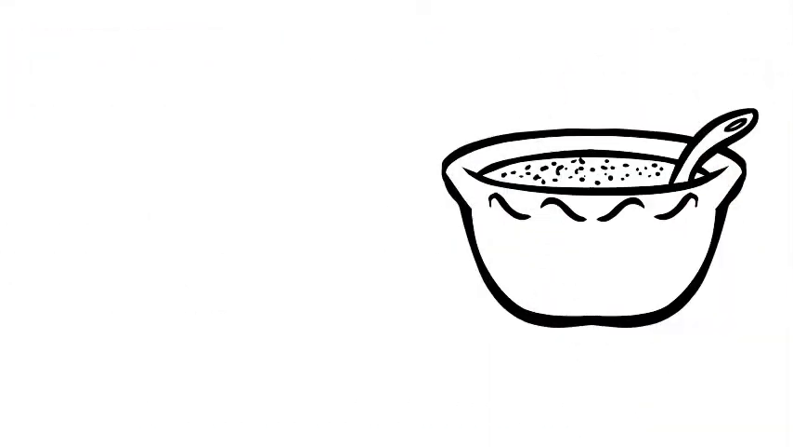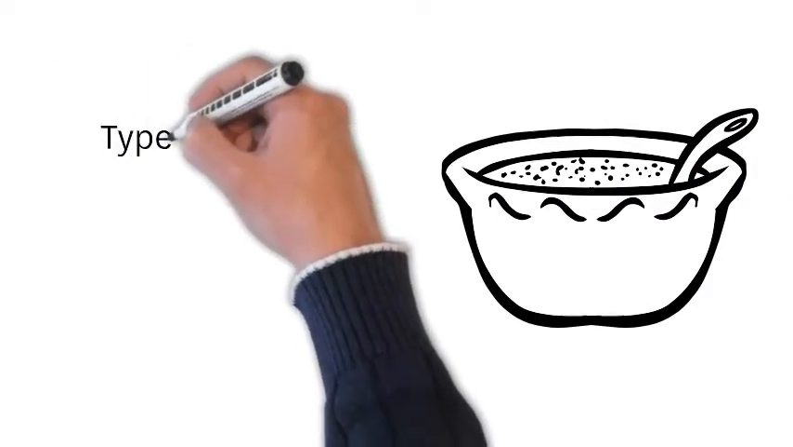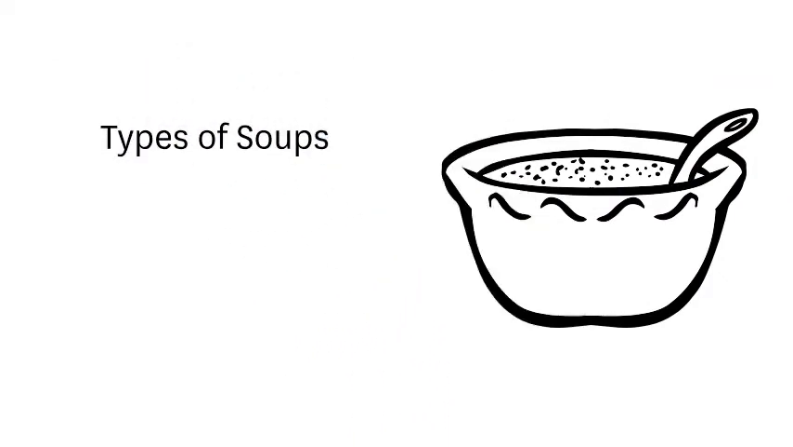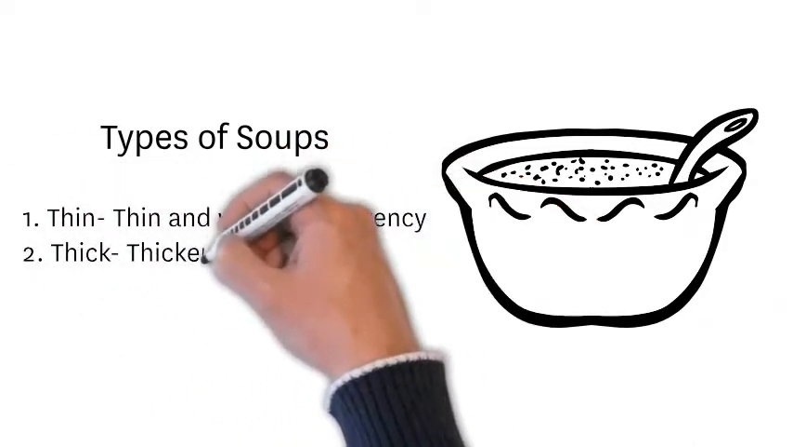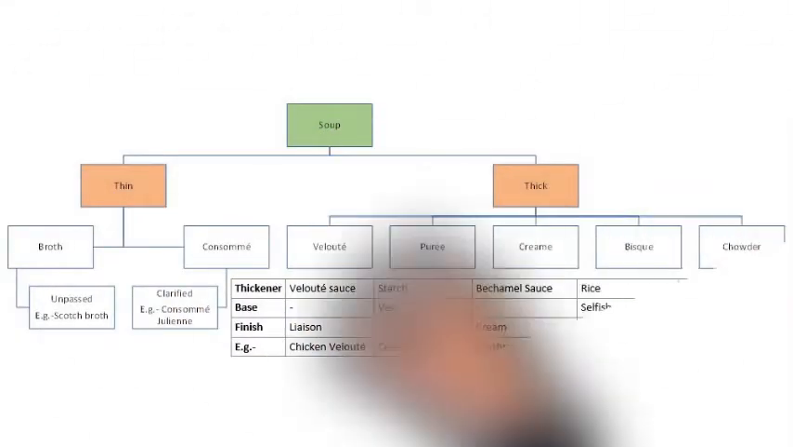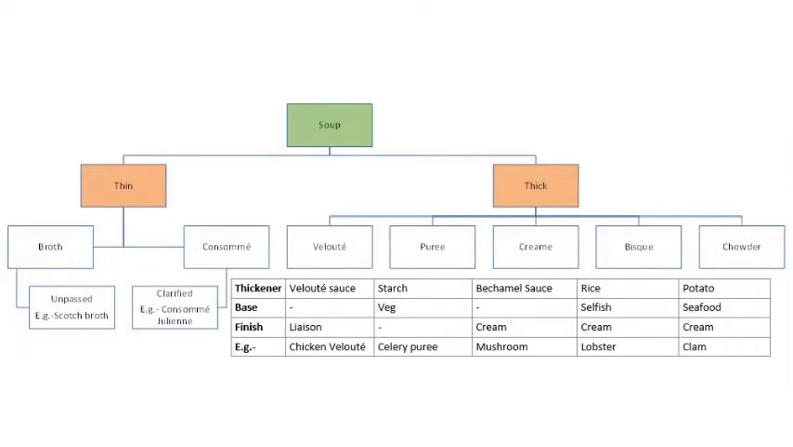Now let's see what are the types of soups. Soups are of two types, thin and thick, depending on its consistency. So I have made a classification chart which will help you in better understanding of different types of soup. As you can clearly see, soups are broadly classified into two types, thin and thick. It totally depends on the consistency of the soup.